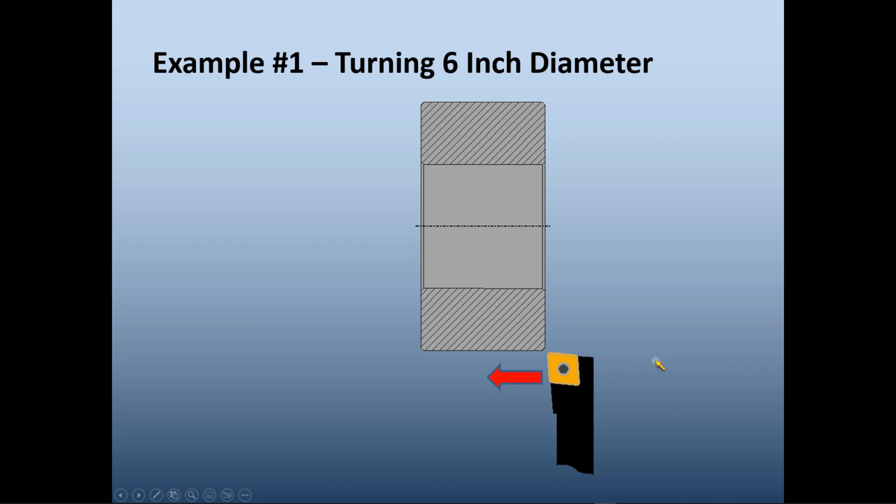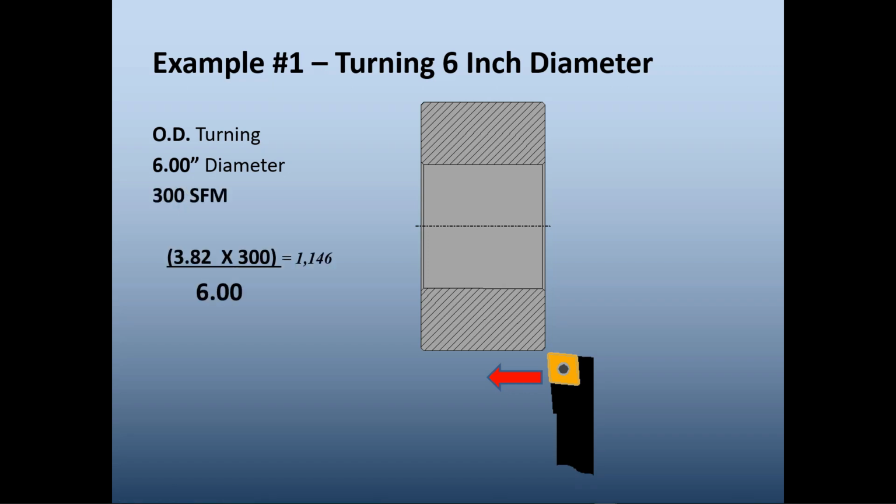Okay, so here's an example graphically. For a turning operation, our part here is a 6-inch diameter. We have a carbide cutting tool cutting from right to left. It's an OD turning operation on a 6-inch diameter at 300 surface feet per minute. The equation is 3.82 times 300 surface feet per minute divided by the 6-inch diameter, resulting in 191 RPM.